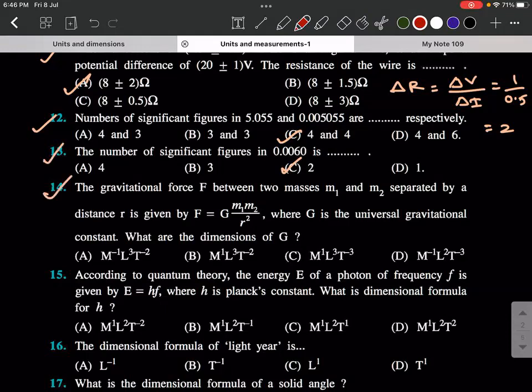14th one. The gravitational force between the masses m1 and m2 separated by distance r is given by F is equal to G m1 m2 divided by r square, where G is the universal gravitational constant. Then what are the dimensions of G? 2 minutes time, write out. You have to use the dimensional consistency. m1 and m2 are masses. r is the distance.